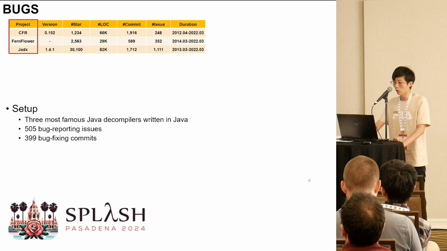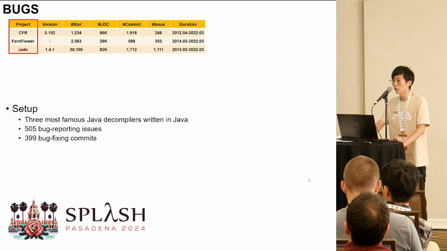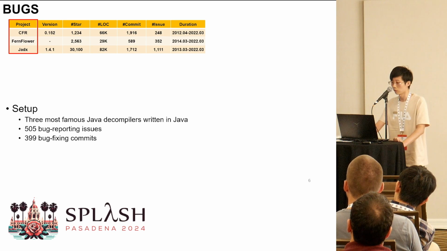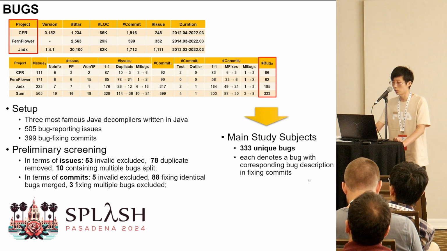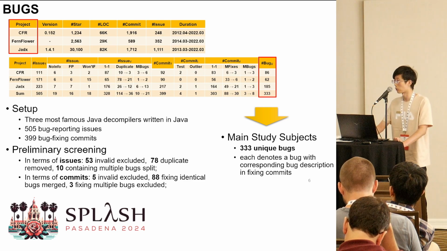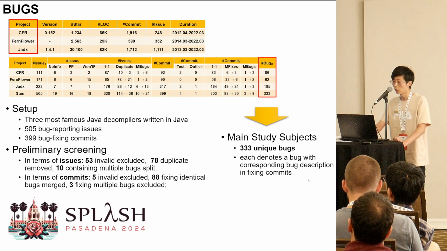In our work, we select the three most famous Java decompilers: CFR, Fernflower, and JEDEX. To note, Fernflower is the official decompiler used in the IntelliJ IDE, and we select 300 unique bugs from them as our study subjects. Each bug contains its own description from the issue reporters and has corresponding commits to fix these bugs. From both sides, we can therefore have a better understanding of Java decompiler bugs.